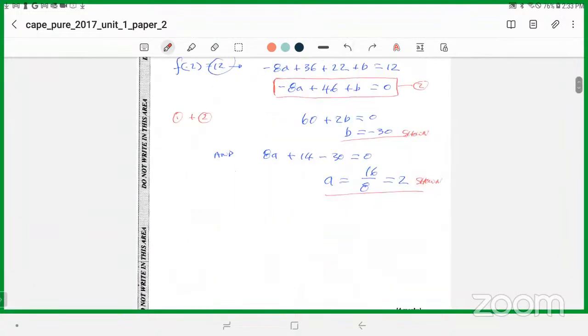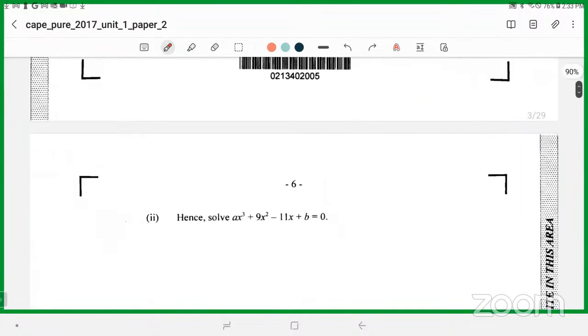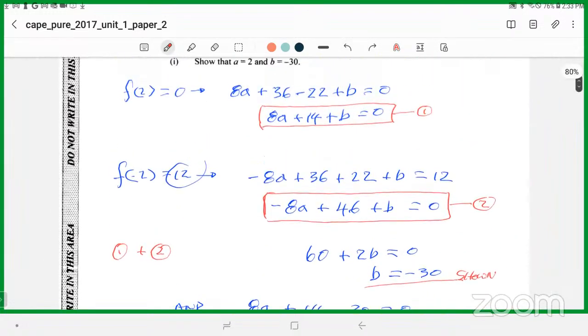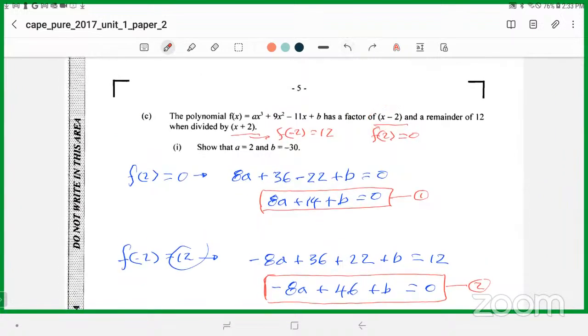Let's see what they want us to do in part 2. Part 2 now says, hence solve the equation. So they put the expression as an equation now and want us to solve it. We already have one factor. So let me write out the equation. The a is 2 and the b is negative 30.